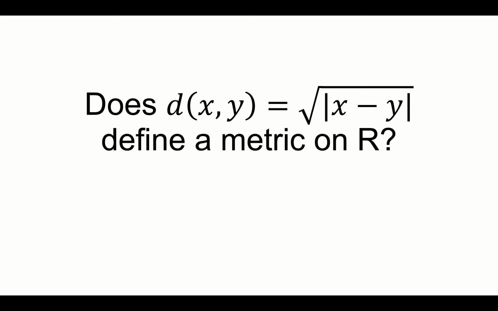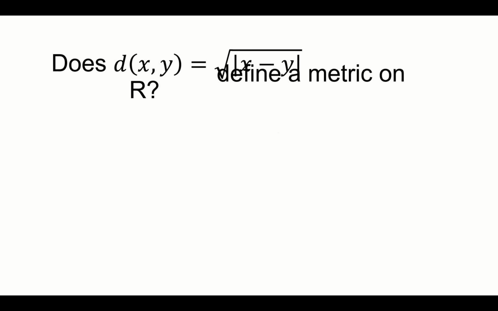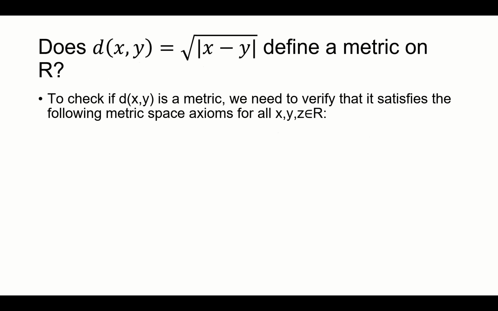In this video, we want to see whether the distance between x and y equals the square root of the absolute value of x minus y defines a metric on R. First, to check if the distance between x and y is a metric, we need to verify that it satisfies the following metric space axioms for all x, y, and z being real numbers.